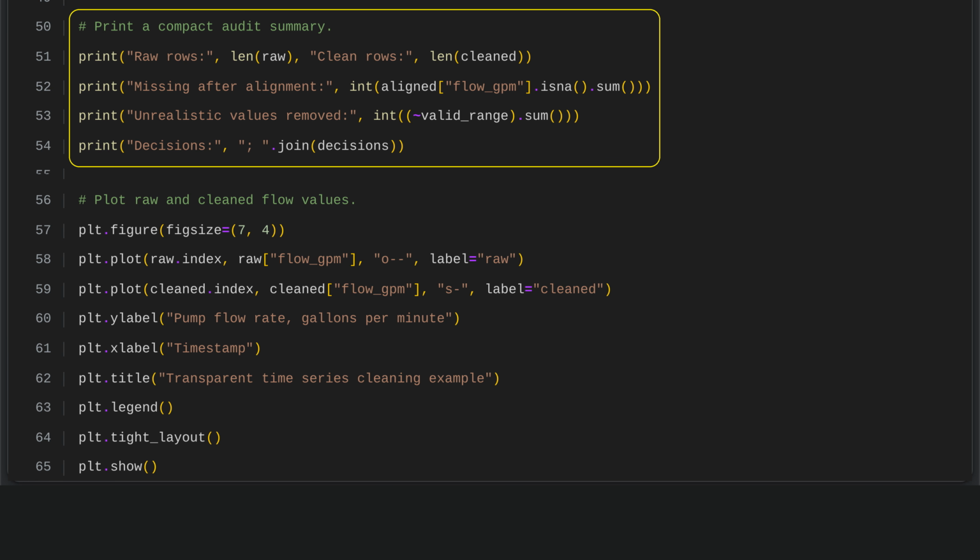The cleaning summary compares the raw and clean data sizes, then reports missing flow values found after timestamp alignment. It also shows how many unrealistic values were removed as outliers. Finally, it records the cleaning decisions to provide a clear audit trail of the process.